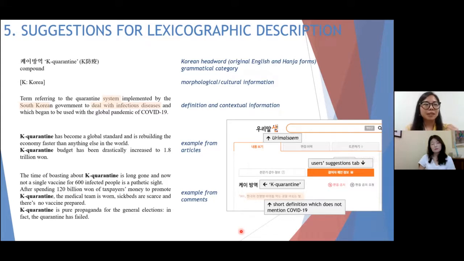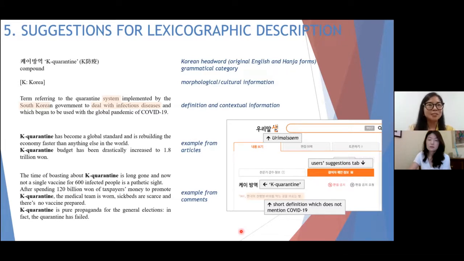So we have seen in our case study that the neologism was used in very different ways in articles and in comments. And the inclusion of examples from users' comments not only allows us to provide examples of language spoken in real life, but it also offers a glimpse into, I wouldn't say yet the semantic prosody of the neologism, but at least into the typical evaluation context where it is used.